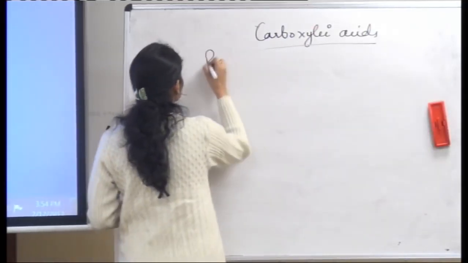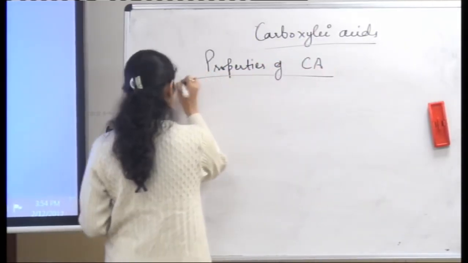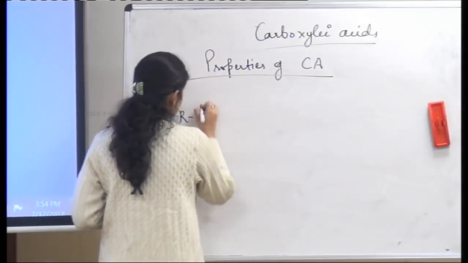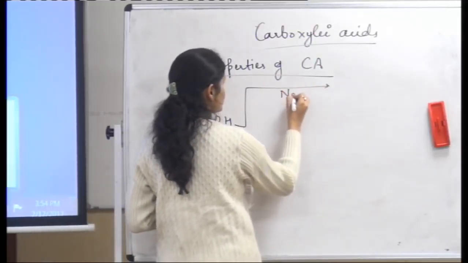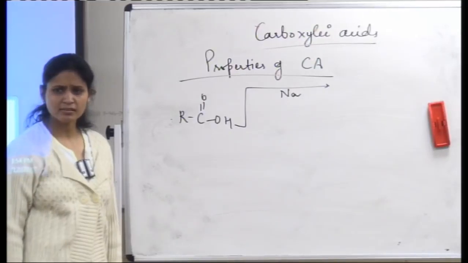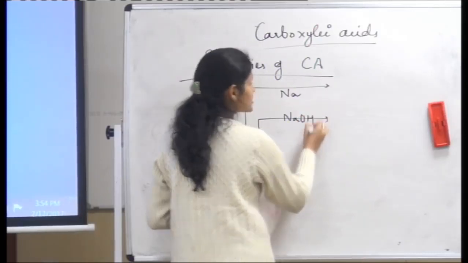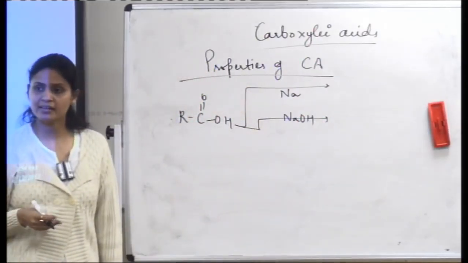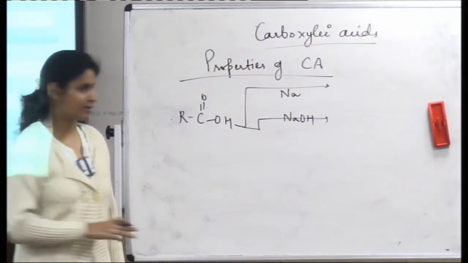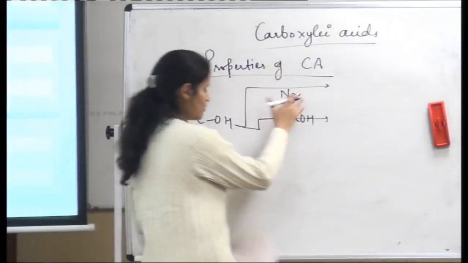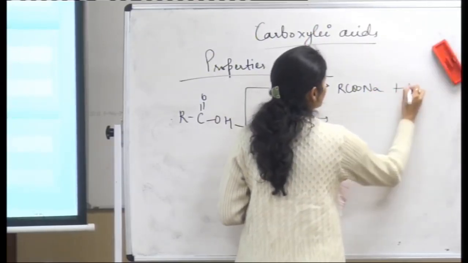So let's take the properties now, properties of carboxylic acid, RCOOH. What should be the reaction with sodium? Sodium is used as a reducing agent, isn't it? Sodium is a metal and we know metals are electron donors. So basically any metals are usually used for reduction reactions, right? So whenever I am using sodium metal, what should be the possible product? It would be RCOONa and half H2.